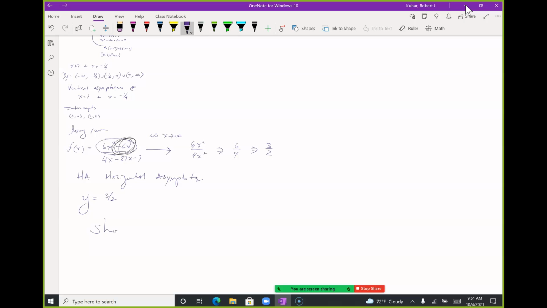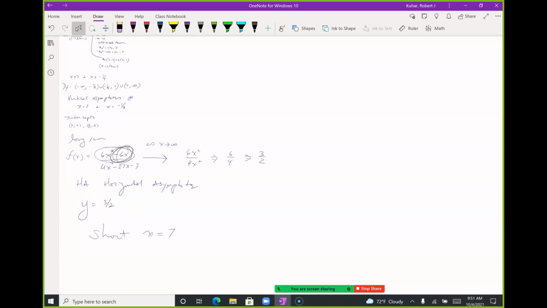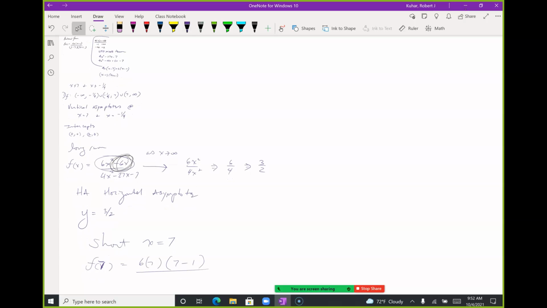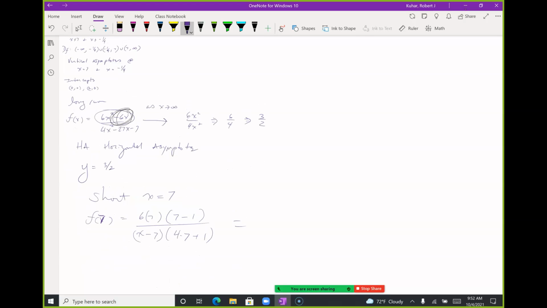So short run. I'll just do at x equals 7. So at x equals 7, I'm going to use my factored form here. I got f of 7 equals 6 times 7 times 7 minus 1 times x minus 7 times 4 times 7 plus 1. So notice everything here is positive, positive, positive, and I'm left with a 1 over x. So it looks like 1 over x. At 7, it looks like a 1 over x.